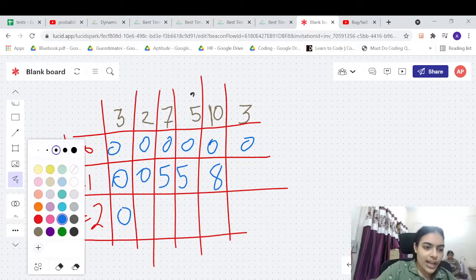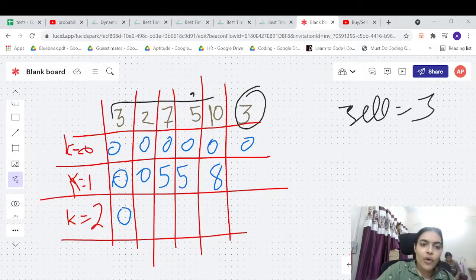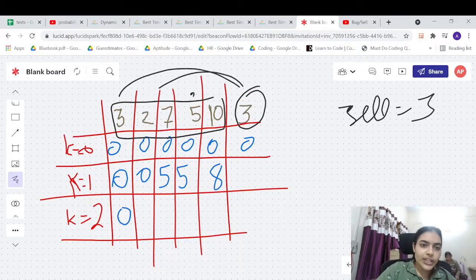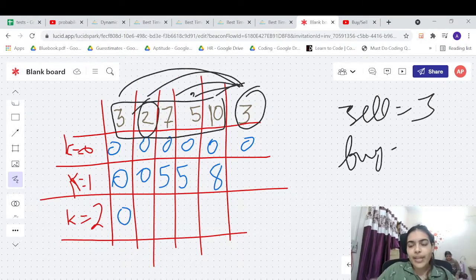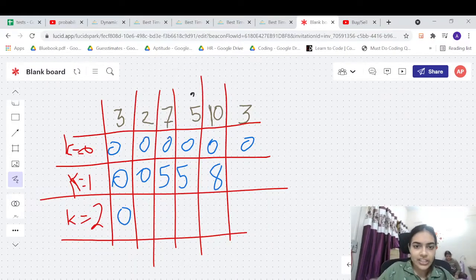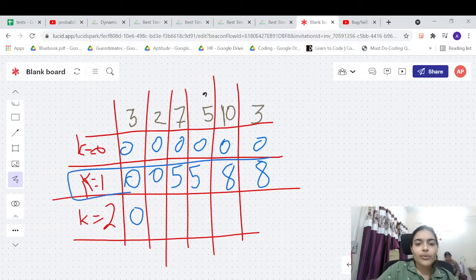Let's go to the last case. Now when you are selling at 3, you have all these possibilities for buying. What is the best day to buy? 2 is the best day to buy. So the best profit that you could have earned was 3 minus 2, which is 1. But this profit is not better than 8. In the previous transaction you are earning a better profit, so you will store it. This will be the answer. So for k equal to 1, it was fairly simple.